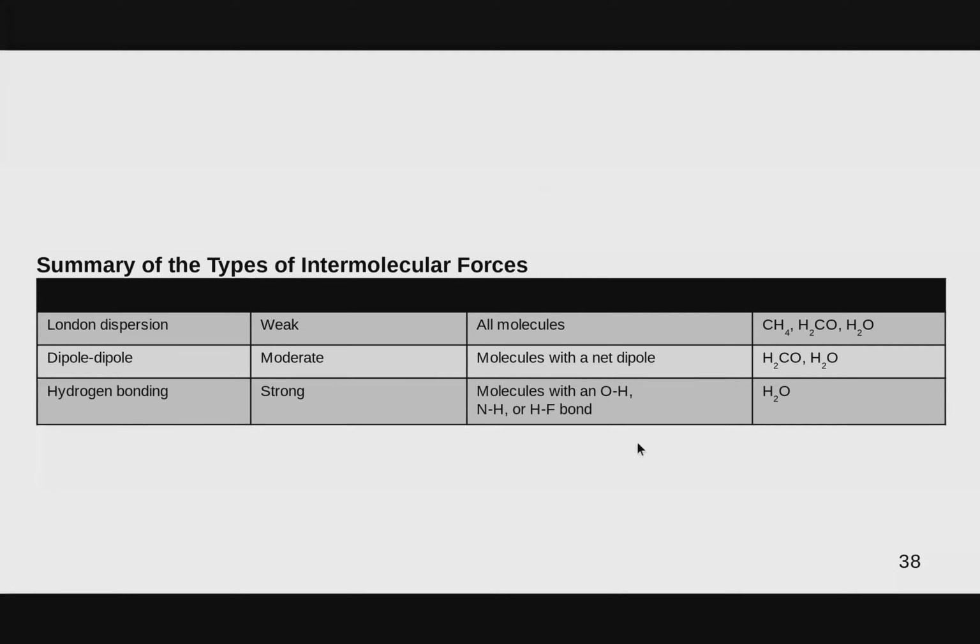So this is what we have here. Just a nice little summary table of the three interactions we talked about. And remember, these interactions help shape what the intermolecular forces look like, giving molecules their different properties. And then we have some examples here of hydrogen bonding, dipole-dipole, and London dispersal.